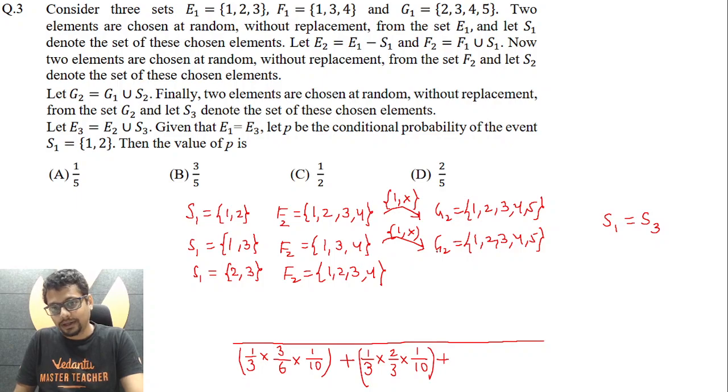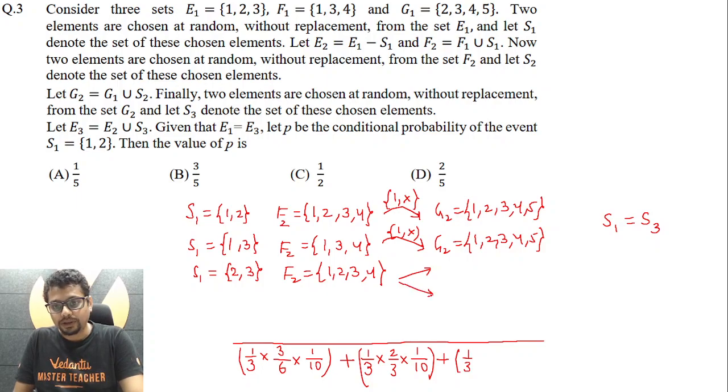Let's go for another possibility, S1 being 2 comma 3. 1 by 3 is the probability for S1 to be 2 comma 3, and then F2 would definitely be 1 comma 2 comma 3 comma 4. Now again, S3 is supposed to be 2 comma 3. So here 2 and 3 are already part of G1 and hence would surely be part of G2. So here any of the two elements from F2 can be selected as part of S2.